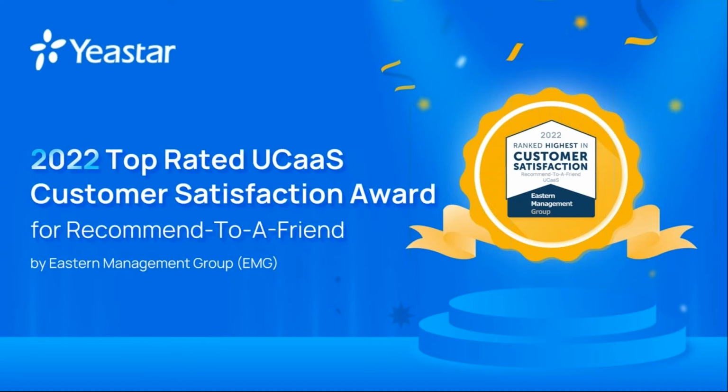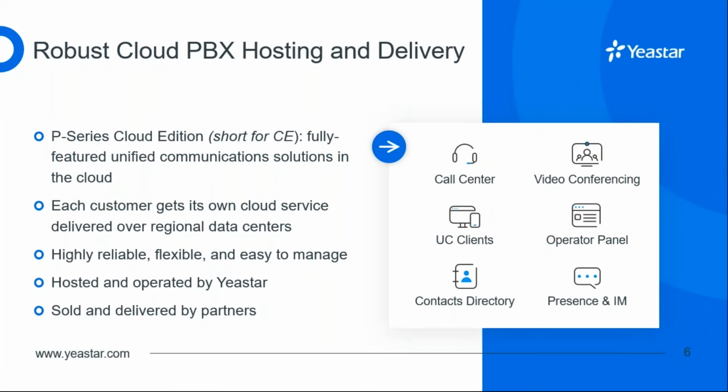And to be very honest, this solution has been qualified by the market. So this is just an example, have a look. In year 2022, we received this particular award. You can see the top rated UCaaS customer satisfaction award. That's exactly what we earned for year 2022. Now, the P-Series Cloud Edition. Generally speaking, this is truly a very dynamic system and the solution for the current situation and also for the future. Okay, now keep going.